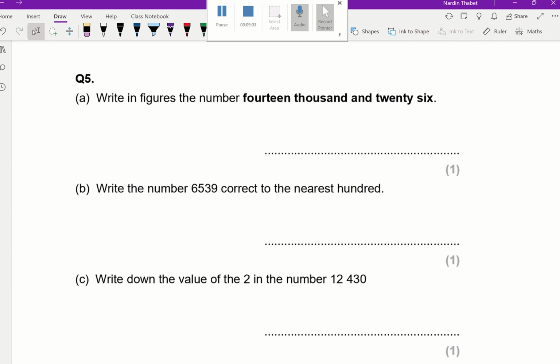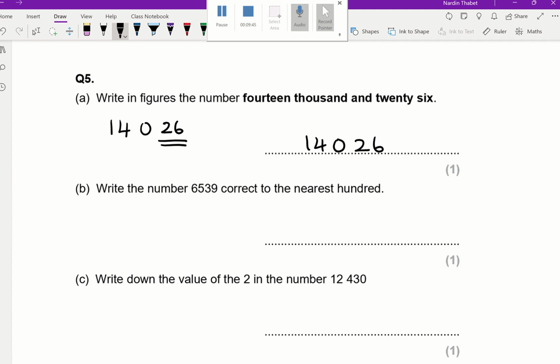And then question 5 says, write in figures the number 14,026. So imagine 14,000. That's 14,000, not 14 and 2 zeros, because that would be 1,400. This is 14,000. But you want 14,026, and 26 has to be the last 2 digits. So that's how we write 14,026.